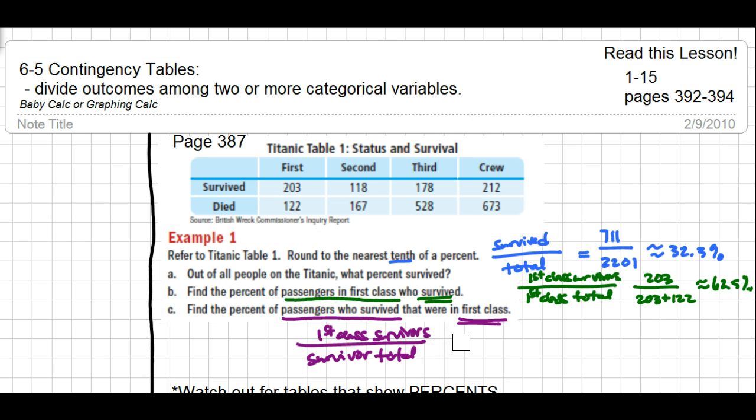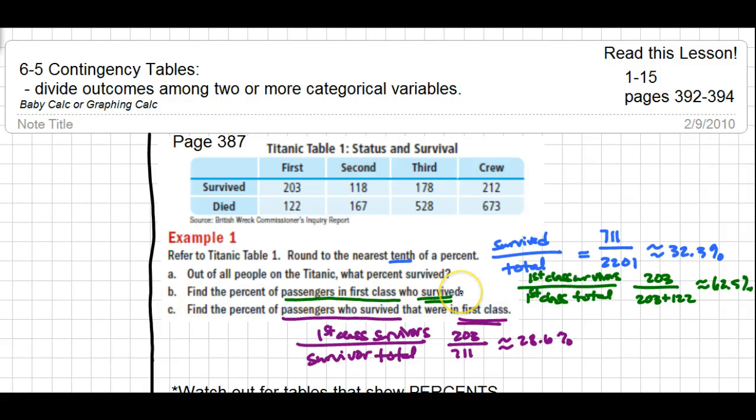So we're still going to have 203 on the top, first class survivors, but the total number of survivors is what we're going to divide by this time. So we're going to divide by that 711 number. And so when you divide 203 by 711 and round to the 10th and change to a percent, you get 28.6%. So the percent of passengers who survived that were in first class was 28.6%, but the percent of passengers in first class who survived is a different number, that's 62.5%.